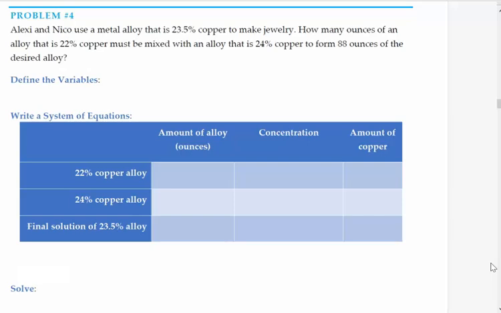So reading through this, Alexi and Nico use a metal alloy that is 23.5% copper to make jewelry.